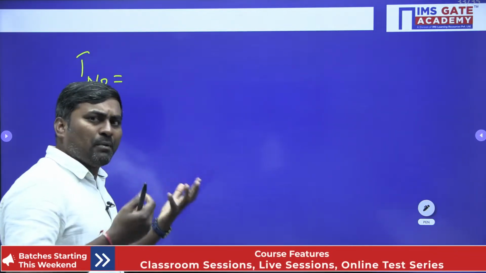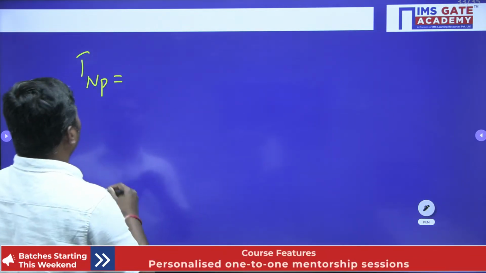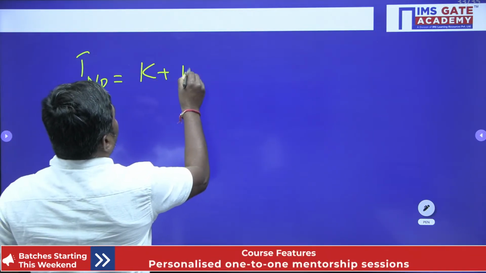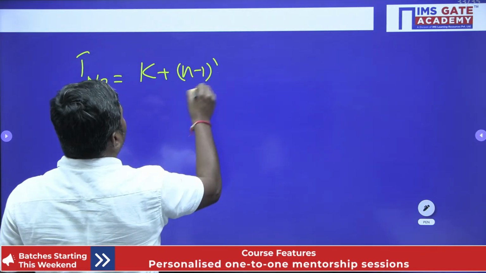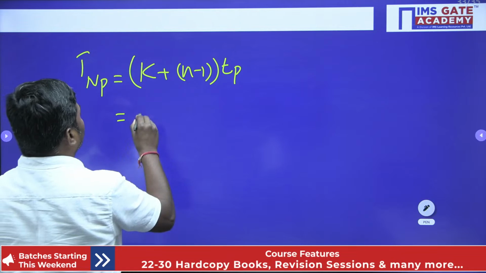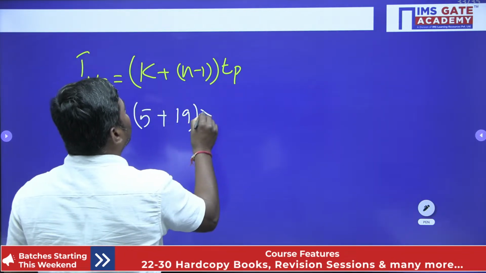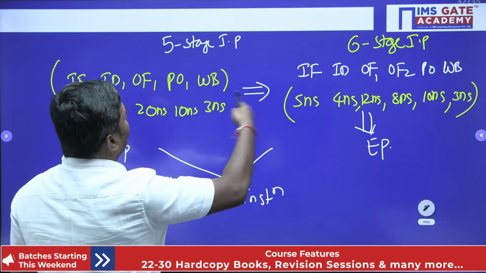So how do we get the pipeline time for executing some number of instructions? We know the formula: (K + N - 1) × TP. What is TP? The cycle time of the pipeline. What is K? 5 stages. How many instructions are running? 20, so N - 1 is 19. So how do we get the TP value?